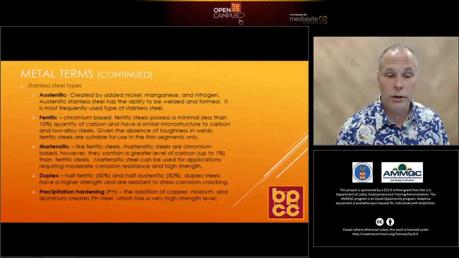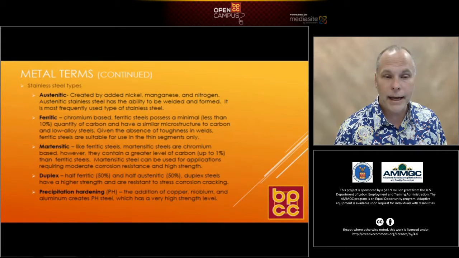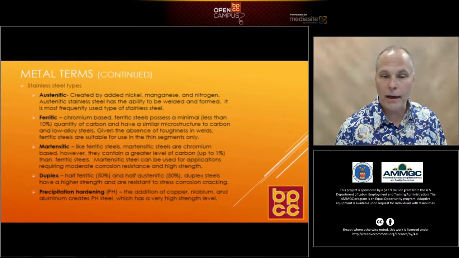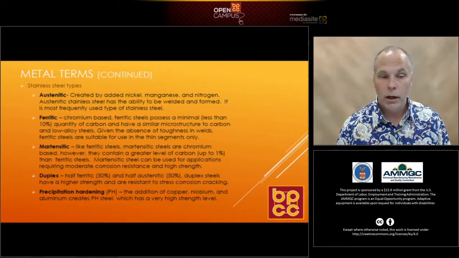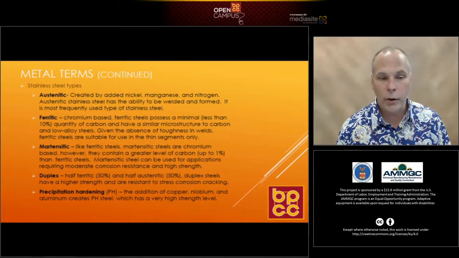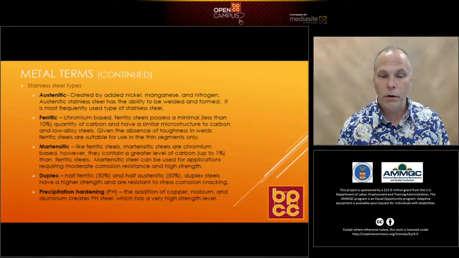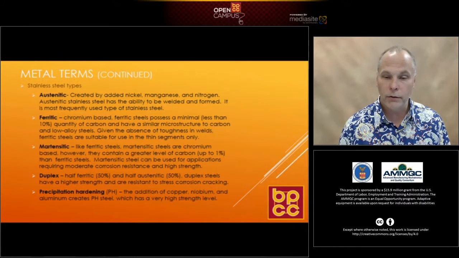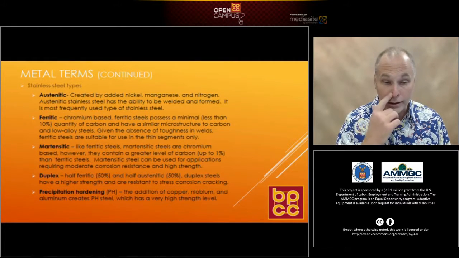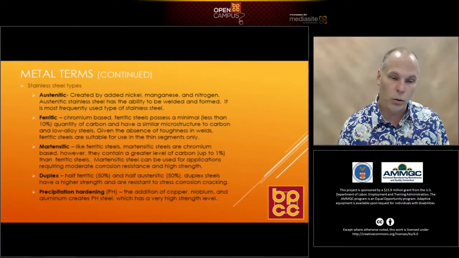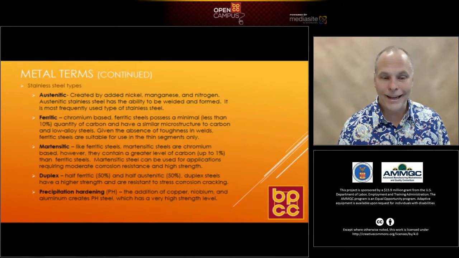And if you do, I want you to know that there's different types. There is the austenitic, which is created by adding nickel or manganese and nitrogen. This type also has the ability to be welded and formed. It is the most frequently used type of stainless steel there is. Then you have the ferritic. It's chromium-based. Ferritic steels possess a minimum less than 10% quantity of carbon, and have a similar microstructure to carbon and low alloys. Given the absence of the toughness in welds, ferritic steels are suitable to use in thin segments only.